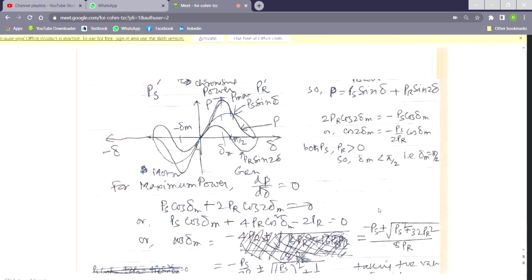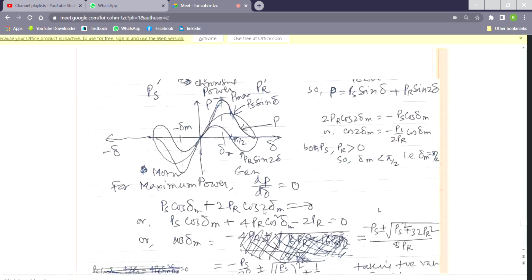So then here also you can find the maximum power condition. P equal to PS sin delta plus PR sin 2 delta, right? Now if you take the derivative, dP by d delta to be 0, you get PS cos delta m plus 2 PR cos 2 delta m to be 0. Now cos 2 delta m can be written as 2 cos squared delta m minus 1. Delta is changed to delta m for maximum power. That's all.